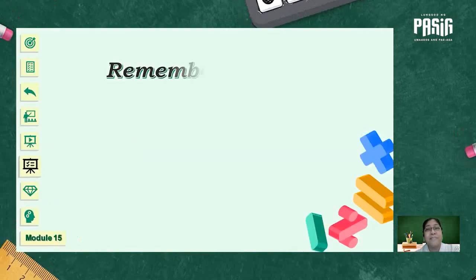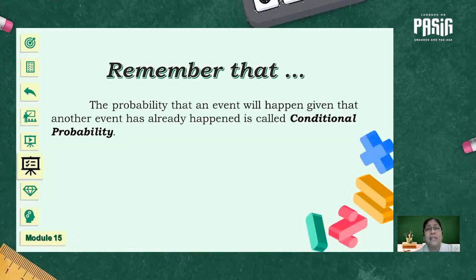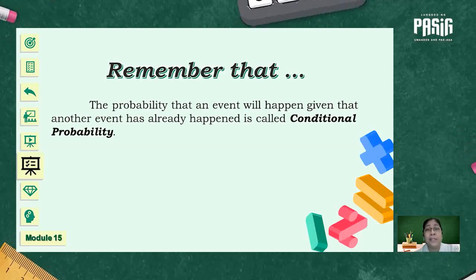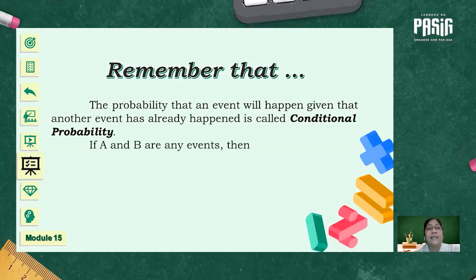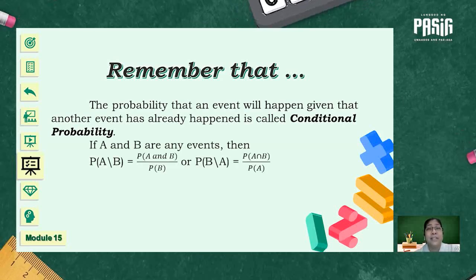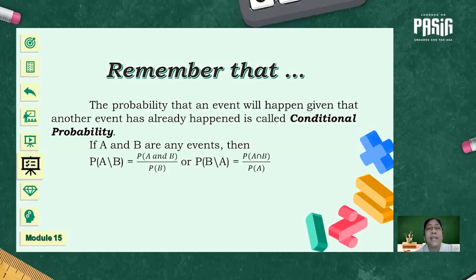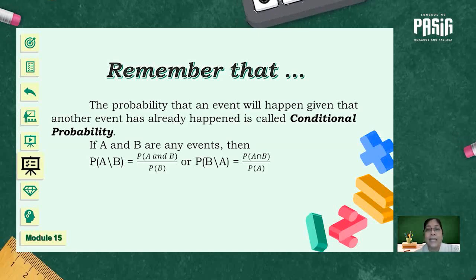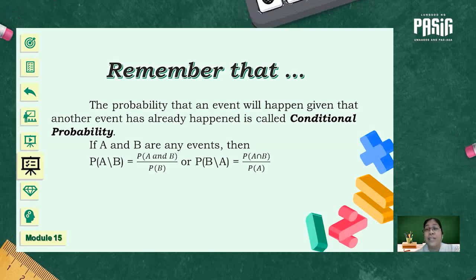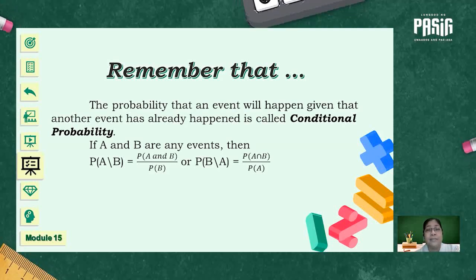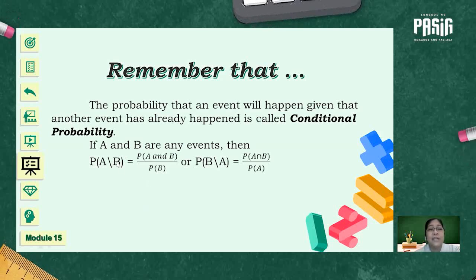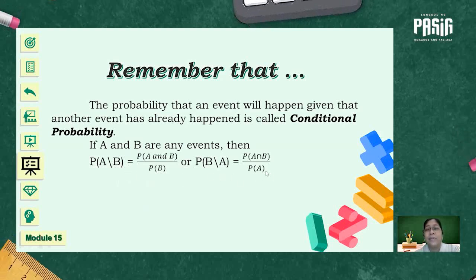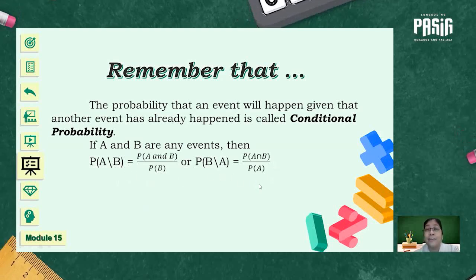To sum it up, remember that the probability that an event will happen, given that another event has already happened, is called conditional probability. And to solve for that, we are going to use the formula probability of A given B is equal to probability of A and B divided by probability of B, or probability of B given A is equal to the probability of their intersection divided by the probability of A. Whatever the denominator is, that is the event that already happened. And that will be your denominator. Please take note of that.